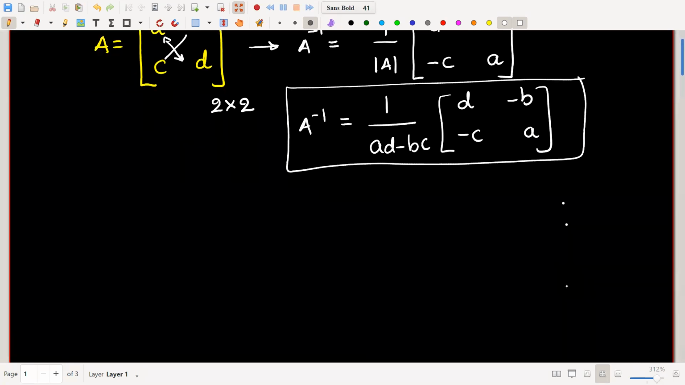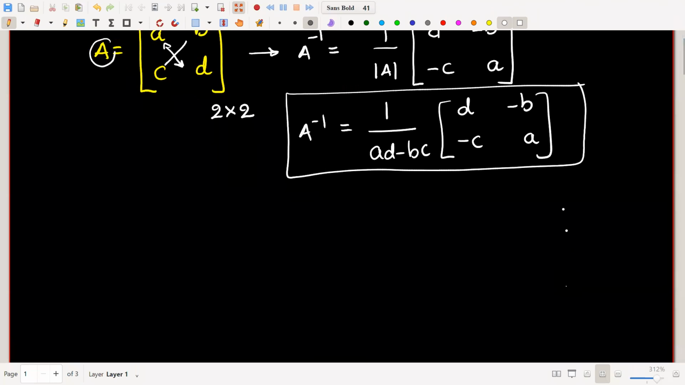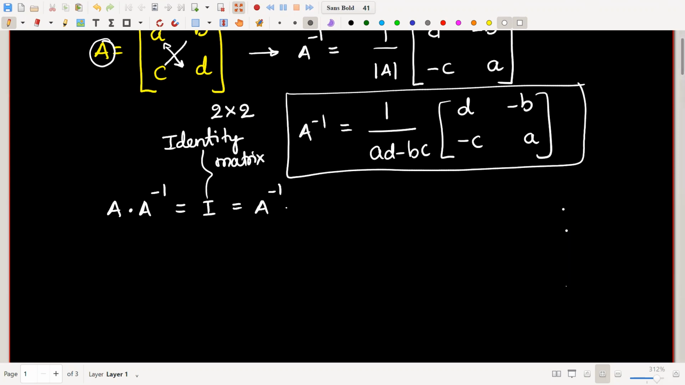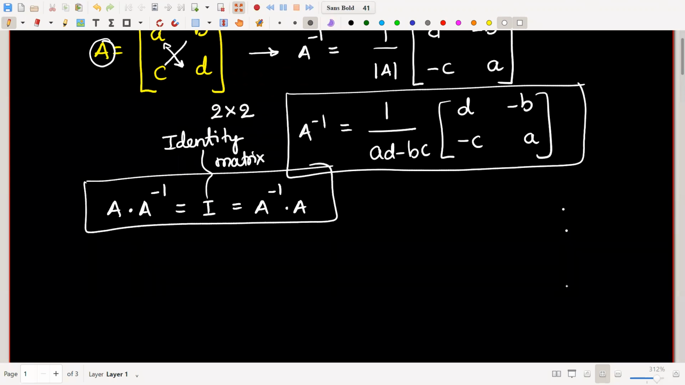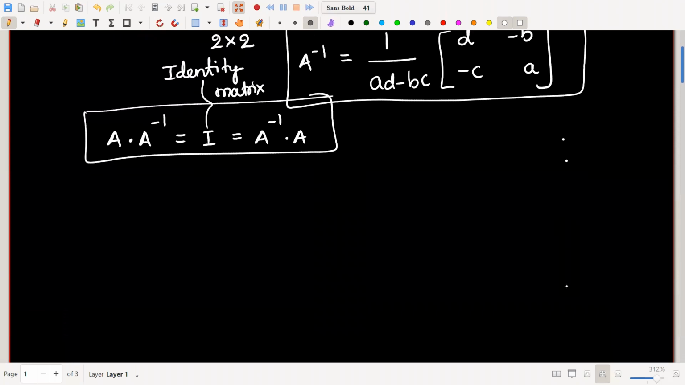If this matrix A has an inverse, I can multiply A by A inverse. This must be equal to I, where I is the identity matrix of the same order, 2 by 2. This must also be equal to A inverse times A. So this must hold true if a matrix A has an inverse, as we all know.